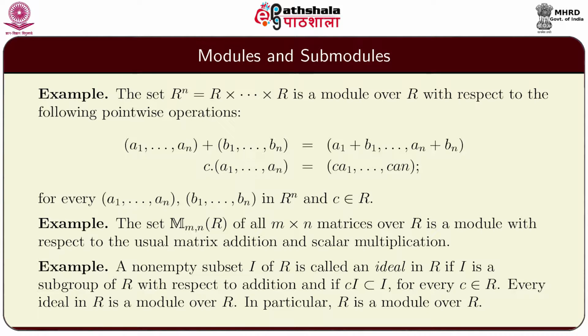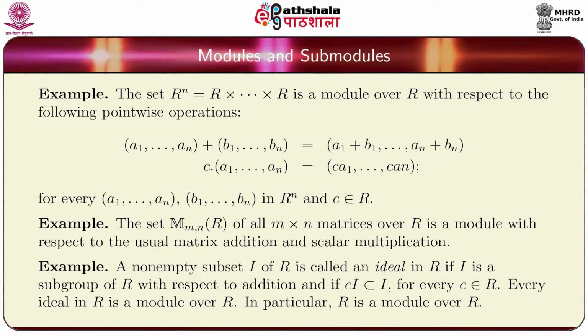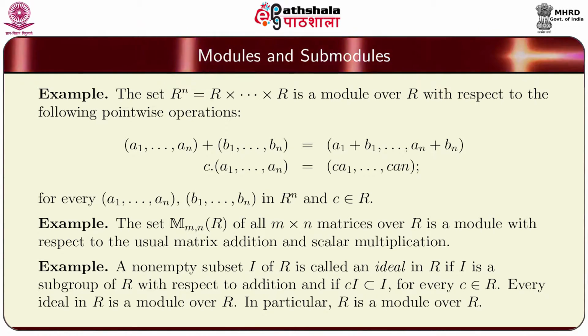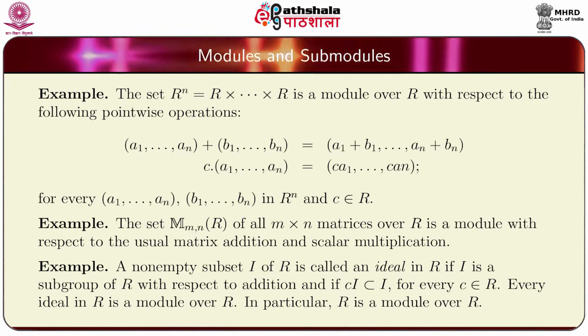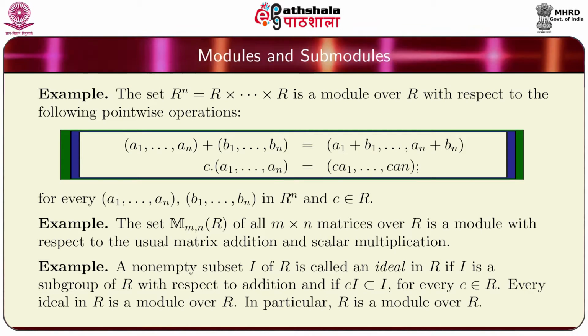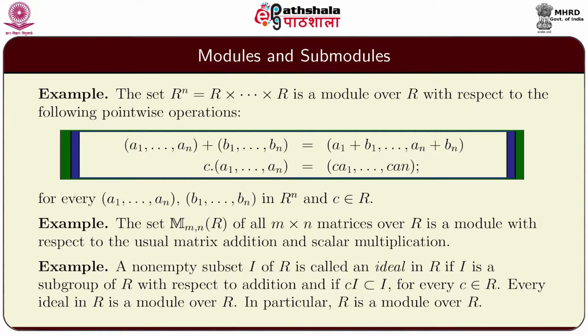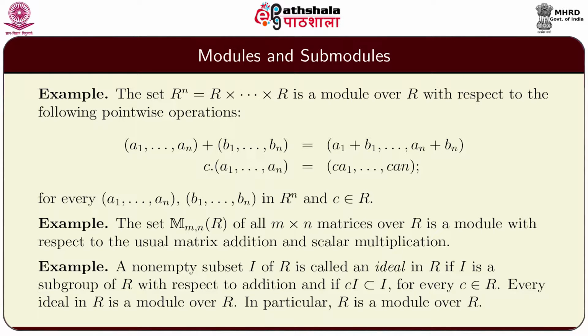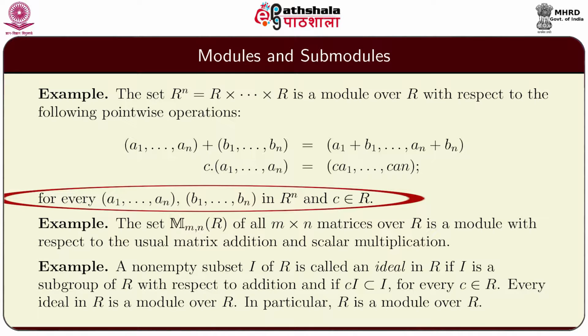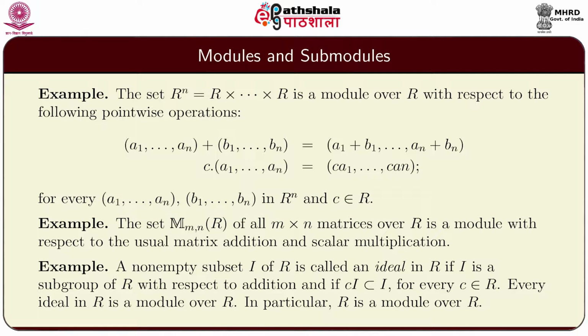Example, take the Cartesian product of the ring R n times, that is R raised to n. This is a module over R with respect to the following pointwise operations: the n-tuple (a1, a2, ..., an) plus the n-tuple (b1, b2, ..., bn) is the n-tuple (a1 plus b1, a2 plus b2, and so on up to an plus bn), and c dot (a1, a2, ..., an) is (ca1, ..., can), and this is true for every (a1, ..., an), (b1, ..., bn) in R^n and c in R. Another example, the set M_{m×n}(R), that is the collection of all m cross n matrices over the ring R, is a module with respect to the usual matrix addition and scalar multiplication.